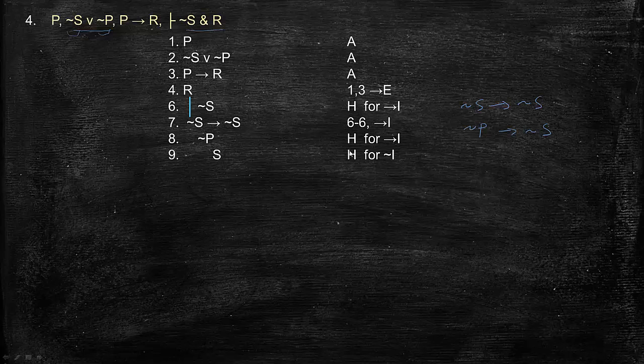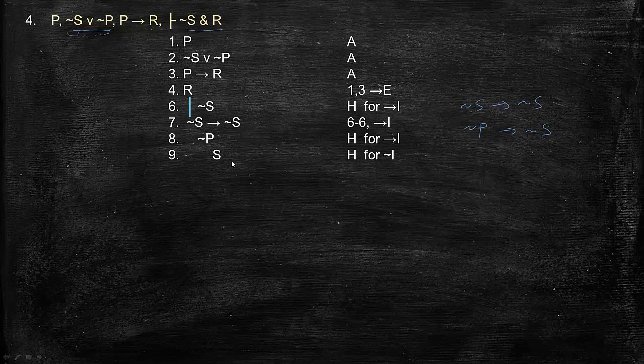So you've got 2 hypotheses in a row, one for conditional introduction, one for negation introduction. And now, anytime you create a hypothesis, you're changing your task, right? So now you've hypothesized S. And so what you are looking for now is a contradiction.